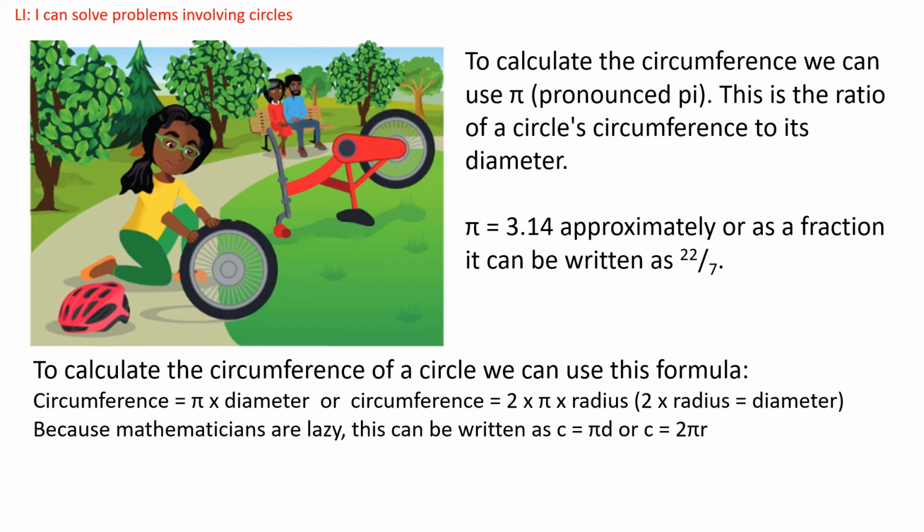Now, you remember I always say mathematicians are really lazy. So have a look and see how they abbreviate that formula. So instead of writing circumference equals pi times diameter, they do C equals pi d. Or instead of writing out circumference equals 2 times pi times radius, they write C equals 2 pi r.